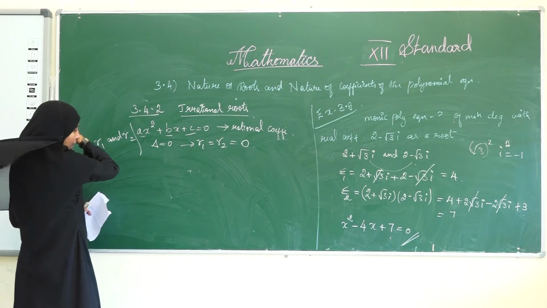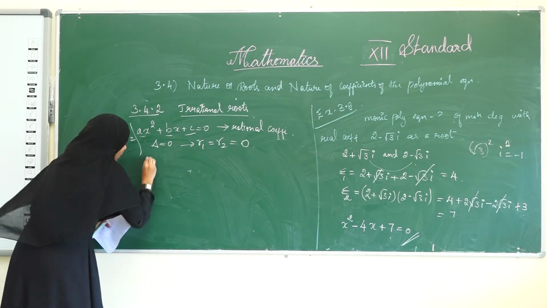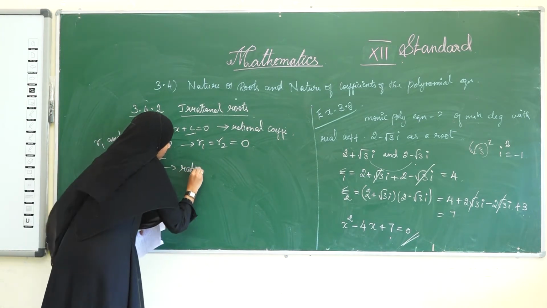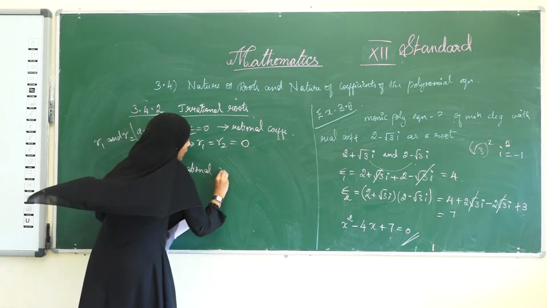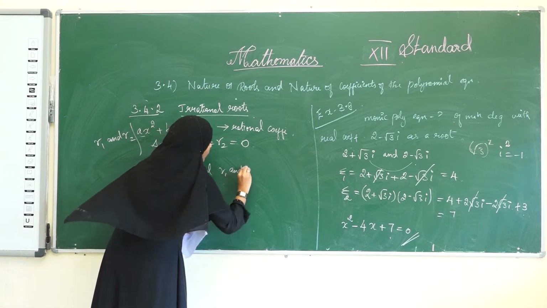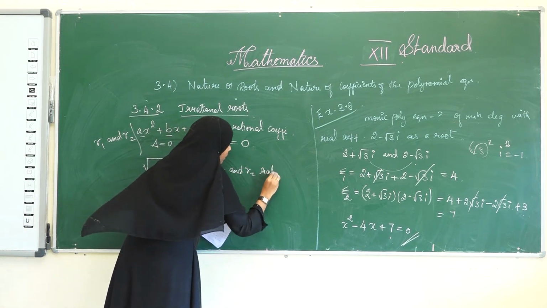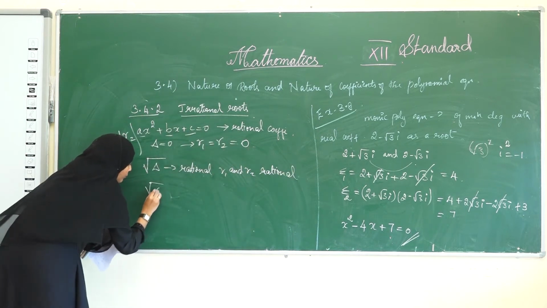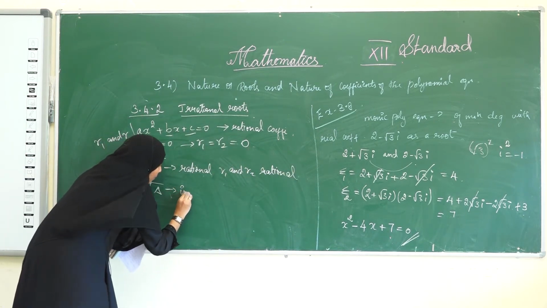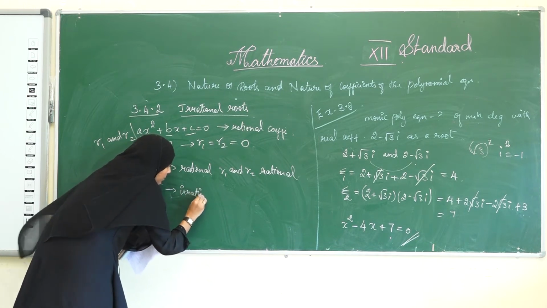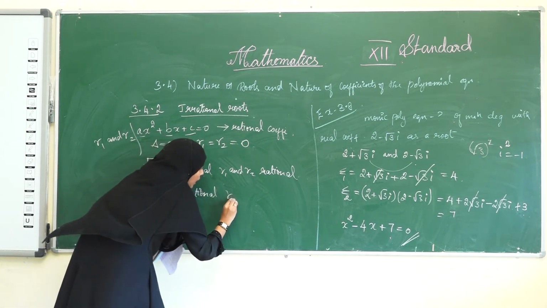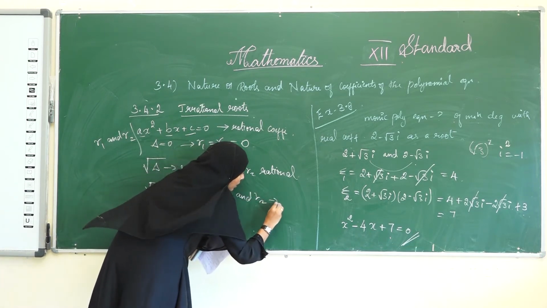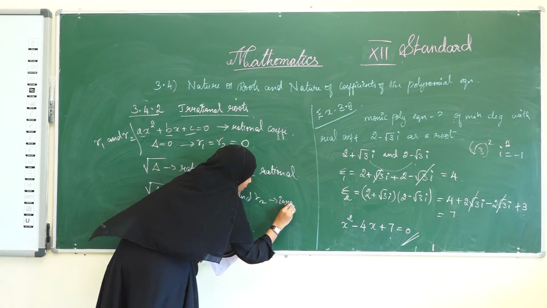Okay. And then suppose root of delta is rational, means r1 and r2, the roots will be rational. Okay. Suppose root of delta is irrational, then r1 and r2, that is the roots will be irrational.